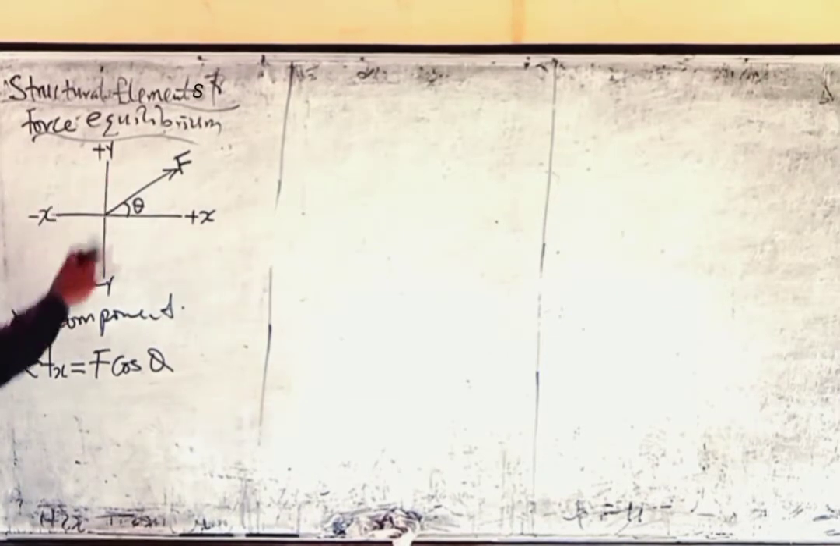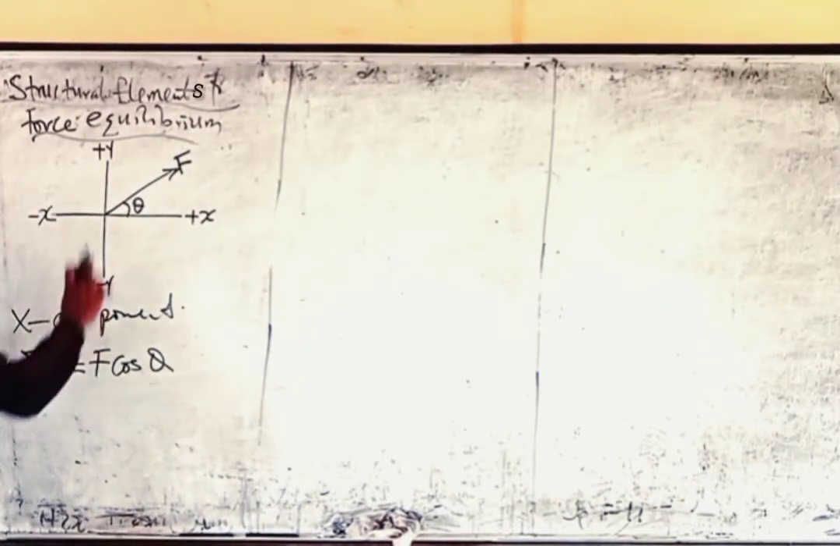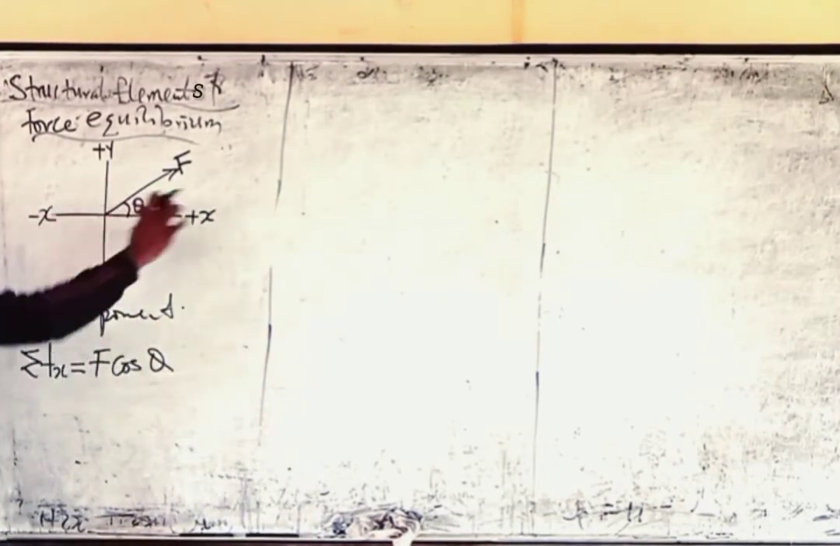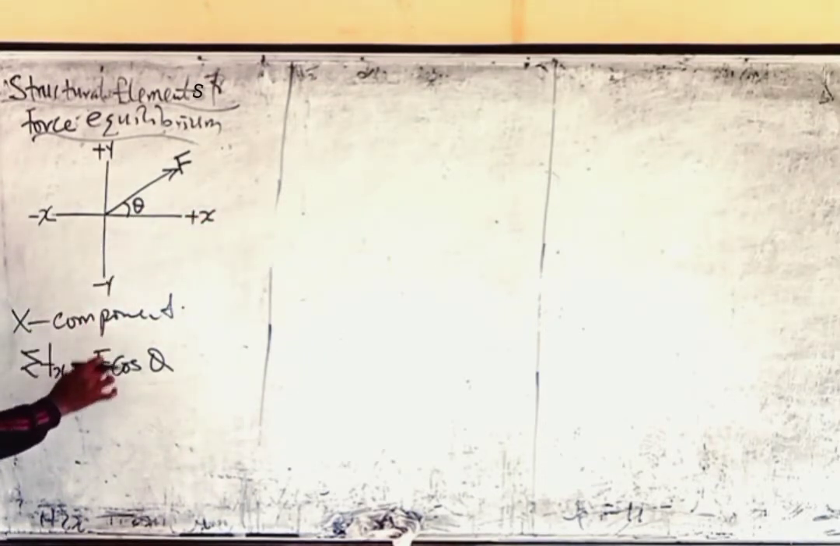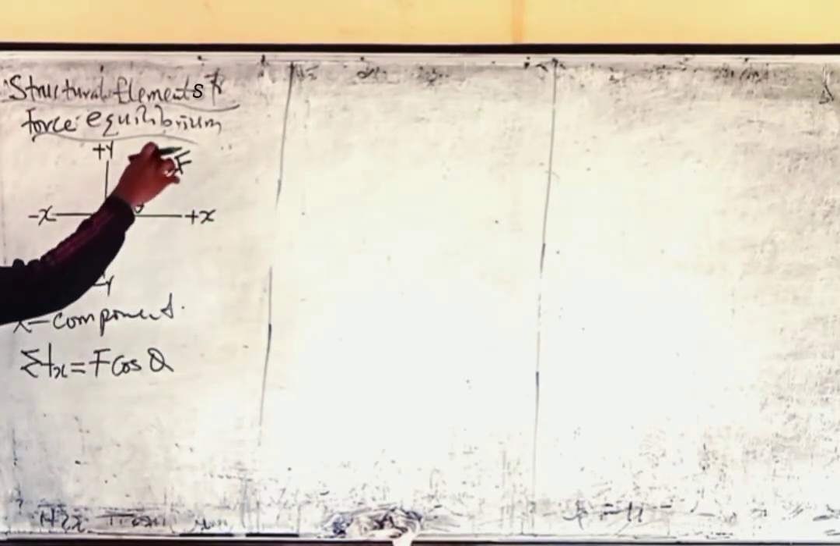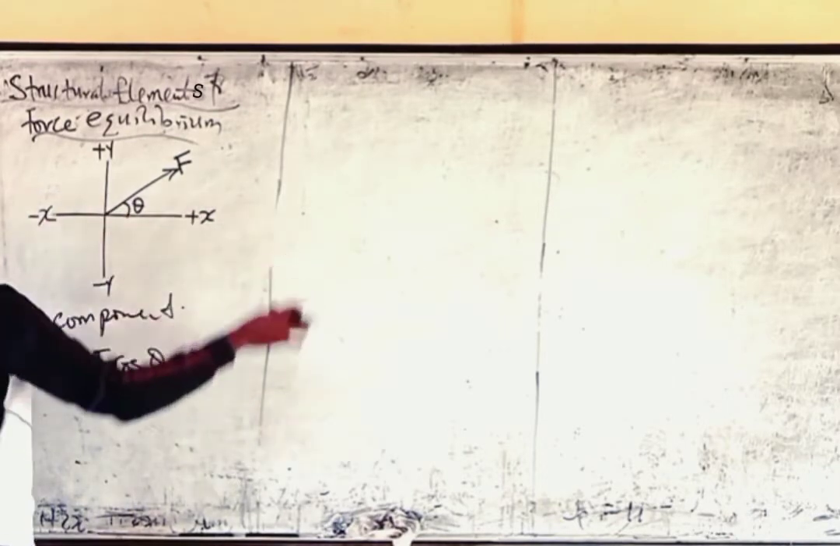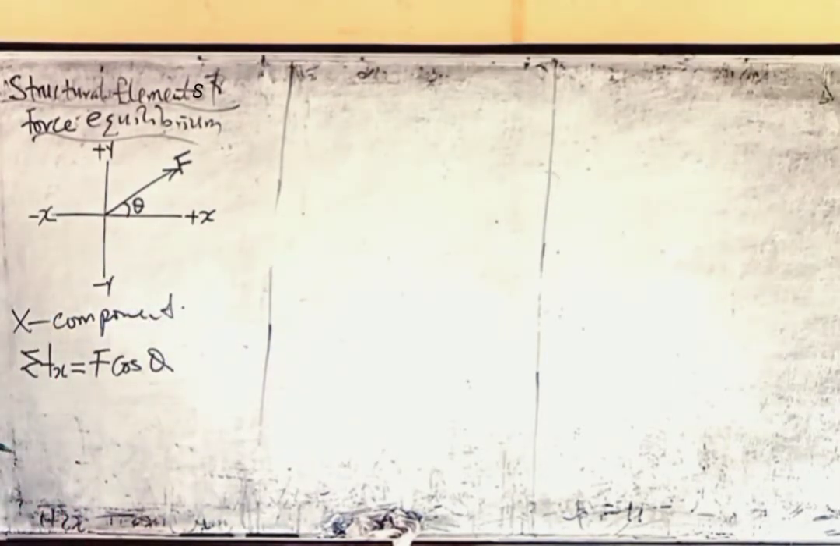Now the other thing I'm going to check is the direction. This F is acting in the positive x direction, so it should be positive, and you need to apply cos of this angle between F and the x-axis. So that's how we find the x component.